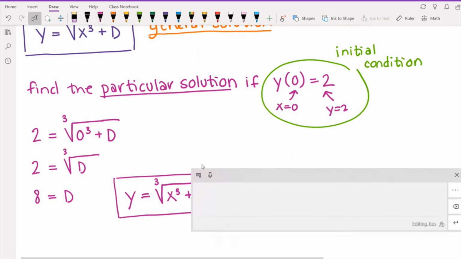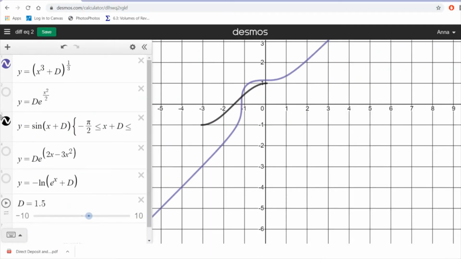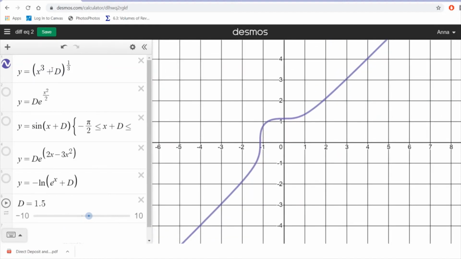So I want to show you what this looks like graphically. I'm just going to pull up Desmos here. Right now I have graphed our general solution, so the cube root of x cubed plus d. If I take this d value and slide it around, we'll see that we can get different shapes of graphs. They're not all the same shape. All these different graphs are sometimes referred to as the family of solutions to the differential equation because they're not the same function, but they are related.